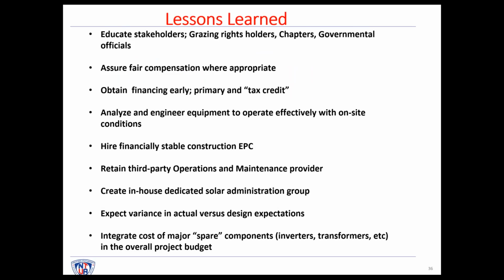So finally, what did we learn? Well, we've learned quite a bit, and we continue to learn. The first thing, and probably the most important thing, is to continue to educate stakeholders. Educate stakeholders of grazing rights, the chapters, the governmental officials, and continue to do so. You have to continue to bring them up to date on what the status of the project is, and recognize that particularly in chapters, many times the officials of the chapters change and they need to be re-educated. So this is a very, very important piece of the initial development process.